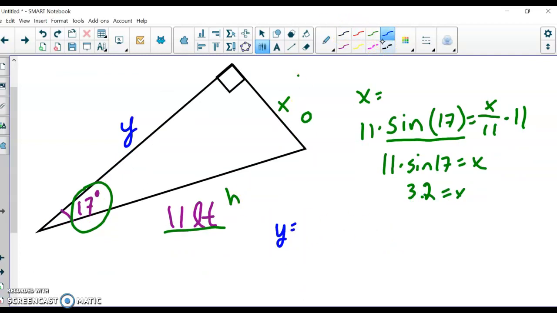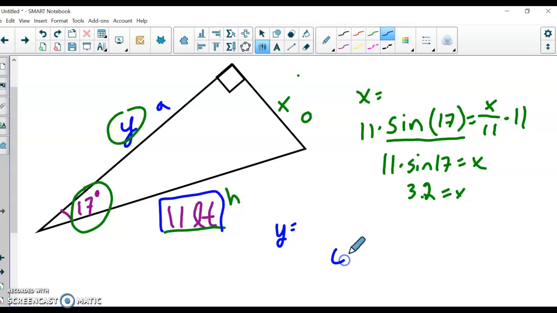Again, in regards to my angle, what is Y? In regards to my angle, this is the adjacent. It's next to that angle. And I still have that 11, and I still have that hypotenuse. So now, adjacent and hypotenuse is going to be cosine.